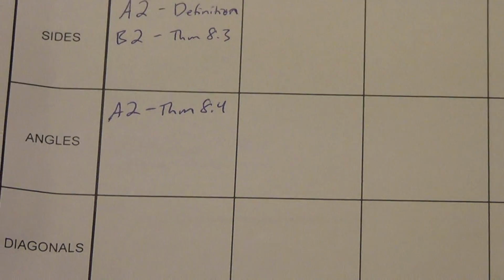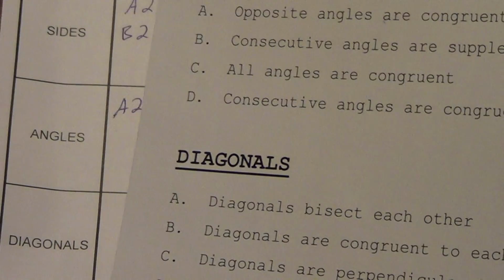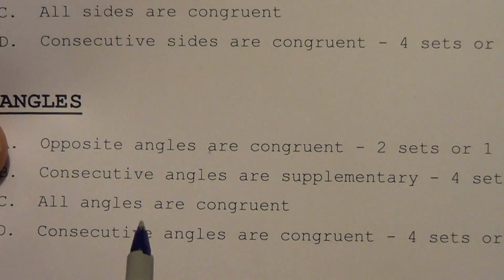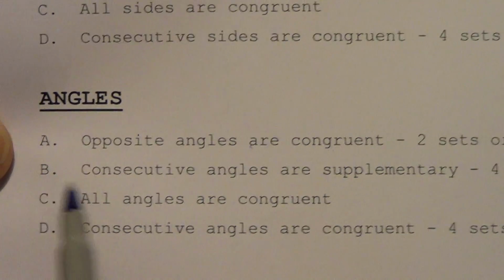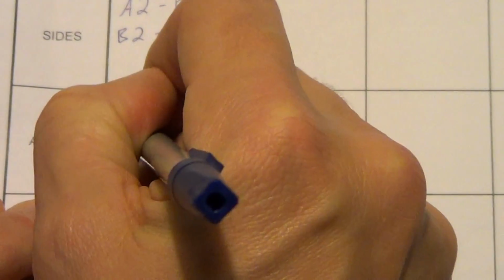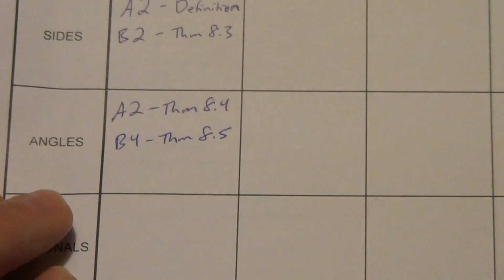All right, and Theorem 8.5 says that we have 4 sets of consecutive supplementary angles. Basically, any set of consecutive angles in a parallelogram are supplementary. So we're going to talk about B here, and we're going to use 4 because we know there's 4 sets. So I'm going to write down B, 4 by Theorem 8.5.